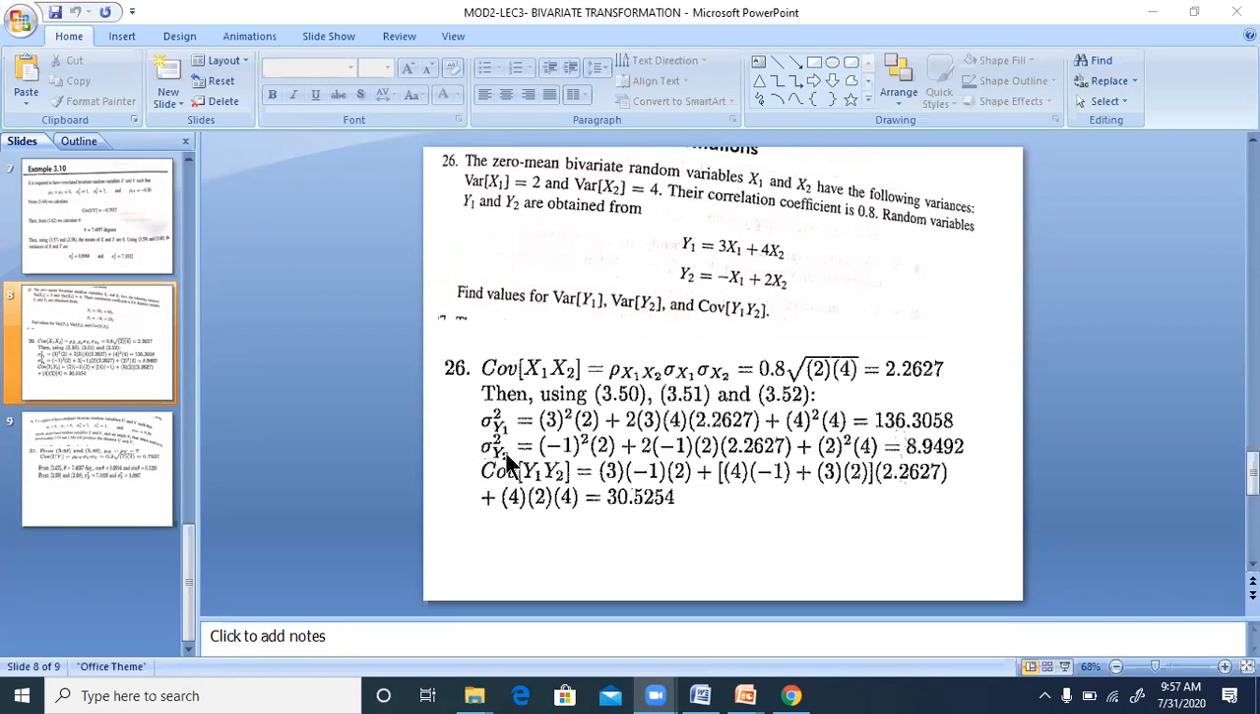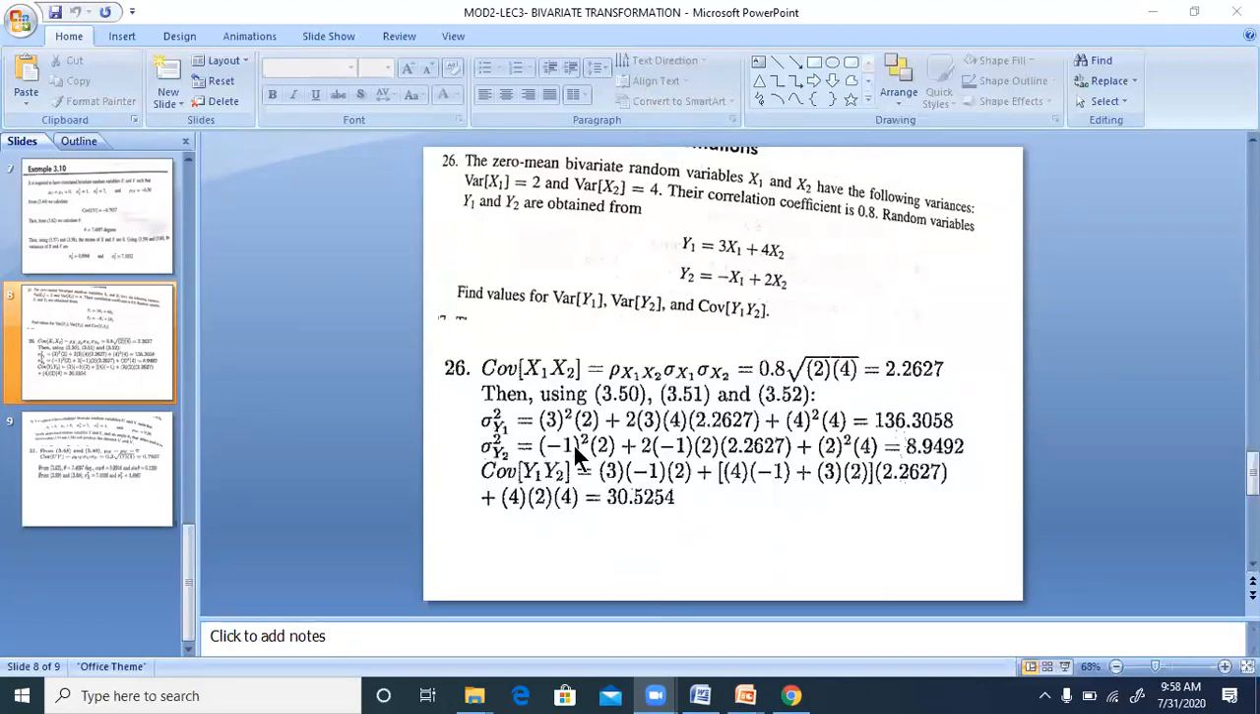Similarly, sigma y2 square, that is the variance of y2, will be minus 1 square into variance of x1, that is 2 itself, then 2 into minus 1 into 2 into covariance of x1, x2, and that is what is written here. Then 2 square into variance of x2, that is written here, and we'll get this.